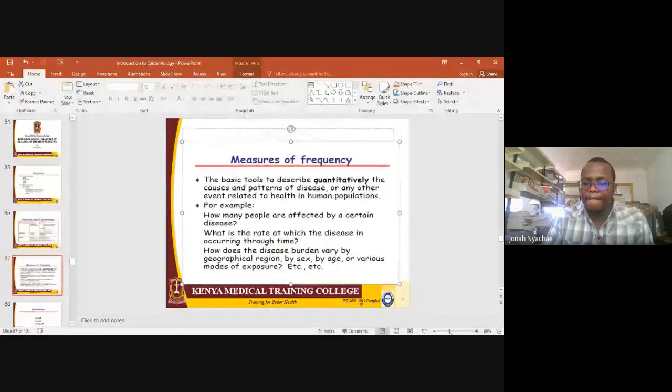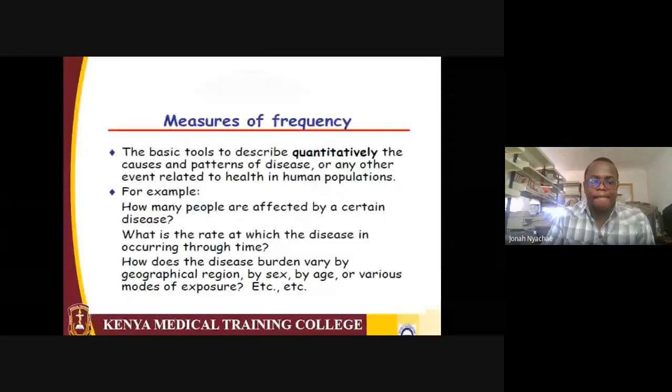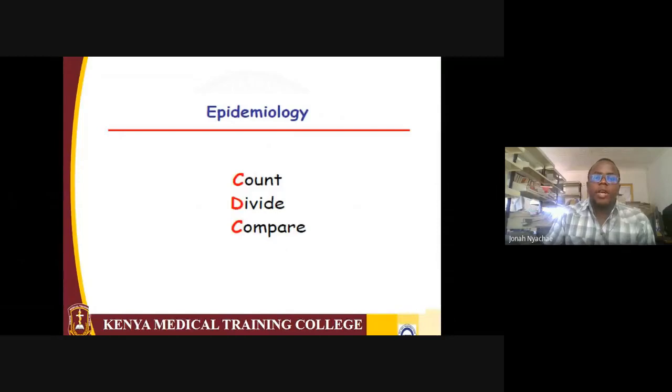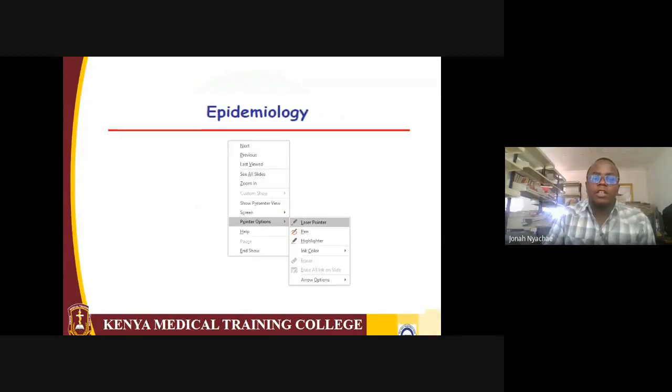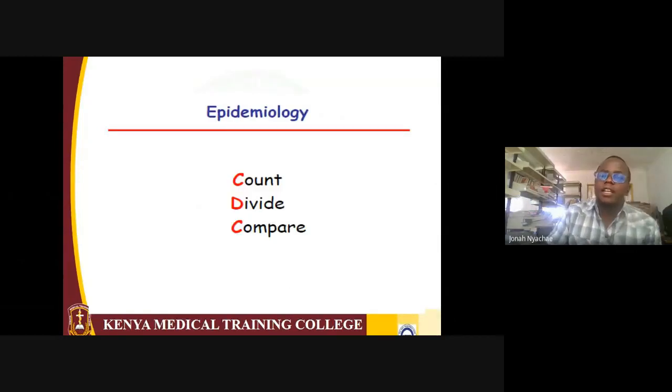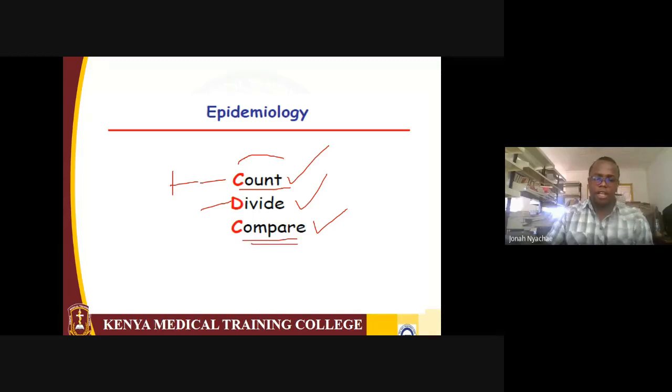And then, so epidemiology, in a nutshell, we usually deal with numbers where we count, we divide, and then we compare. So when we are counting, we are establishing the number, that is frequency. When we are dividing, we are doing calculations for comparative purposes, and when we compare is where we analyze.